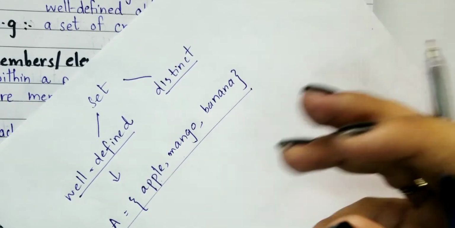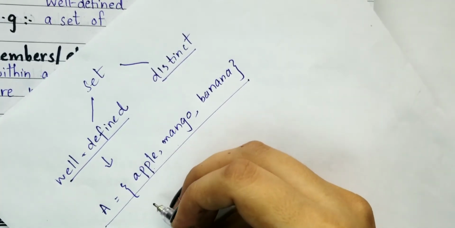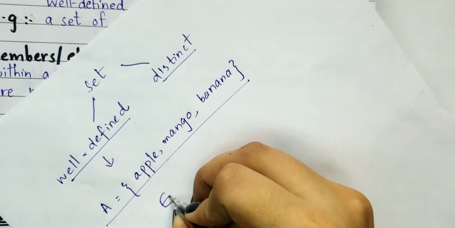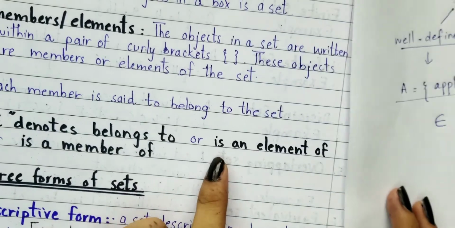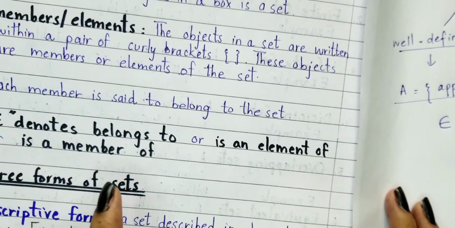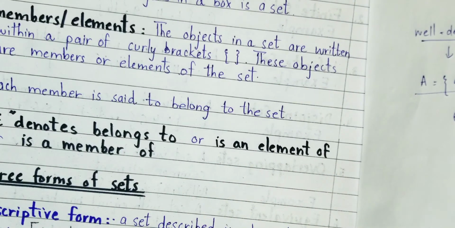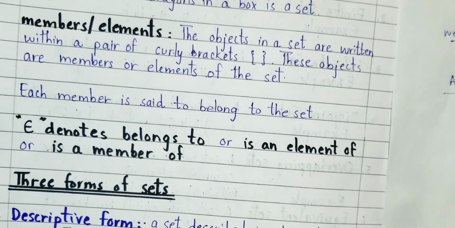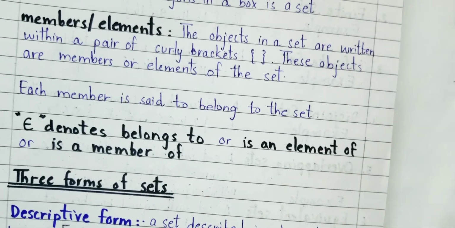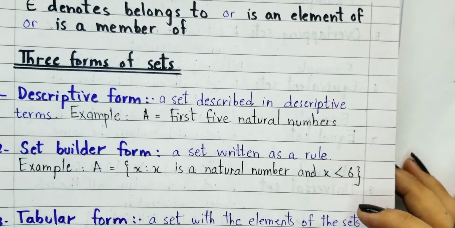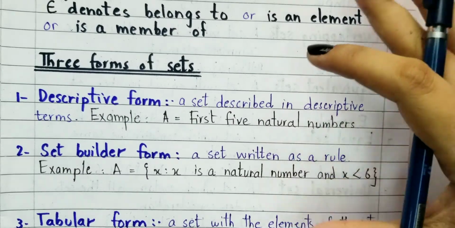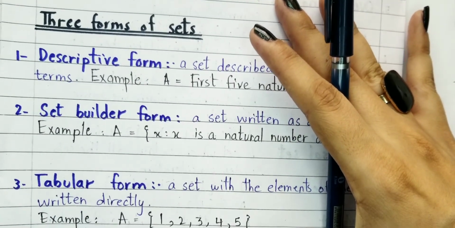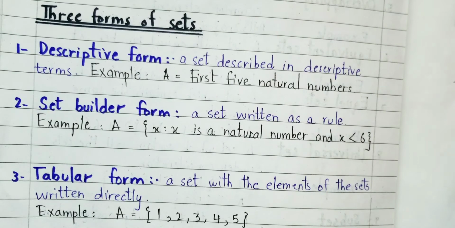So when we say belongs to, it can be represented by a symbol, that is this symbol. Alright, so this denotes belongs to, or is an element of, or is a member of. I guess the concepts are clear to you till now. Now we'll move towards the three forms of a set. A set can be represented in the three forms that are illustrated in the page that you are able to see right now.